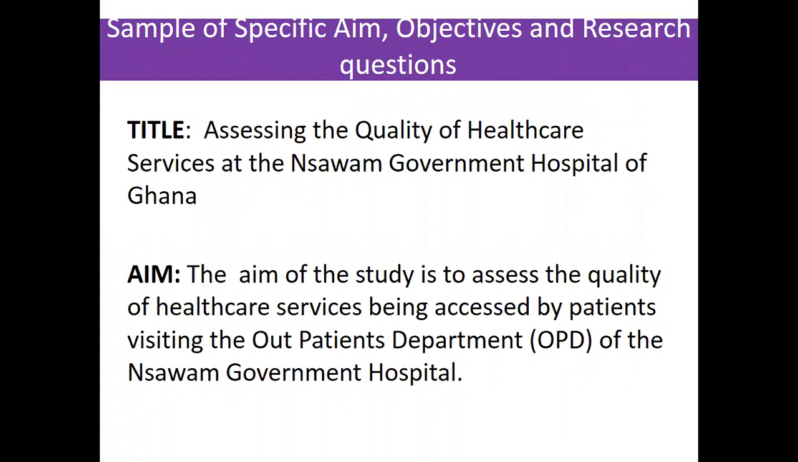So a sample of specific aim, objectives, and research questions. The title of one of the students I supervised was Assessing the Quality of the Health Services at the Nsawam Government Hospital of Ghana. Assessing the quality, so the verb there is assessing. And what is she assessing? She's assessing the quality of healthcare services at where? At the Nsawam Government Hospital.